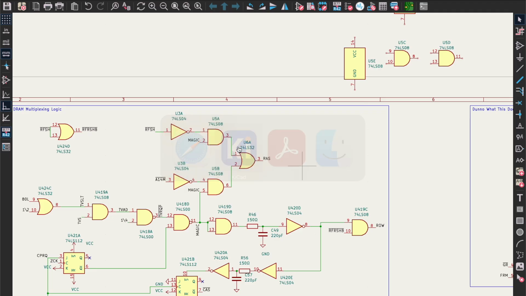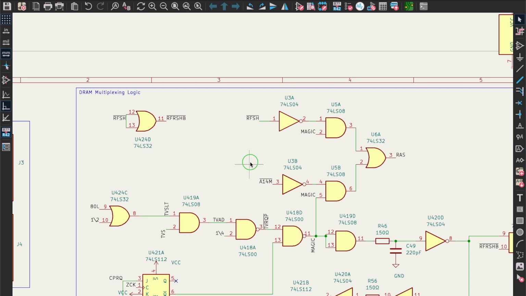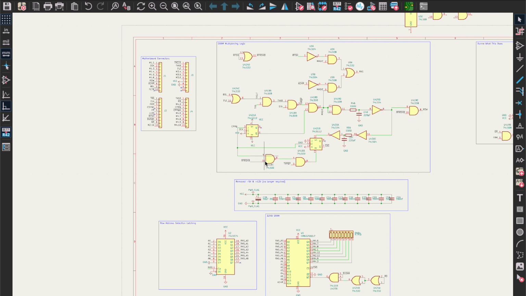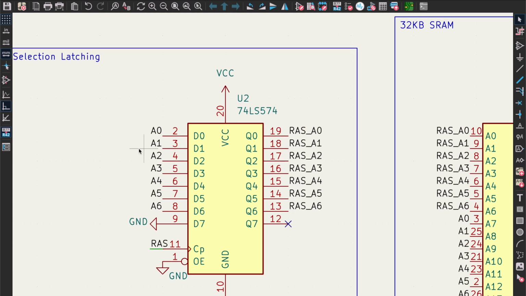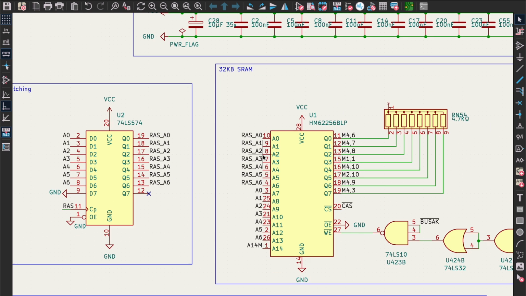Does that make sense? So I'll tidy this up, this is obviously a mess, but what we've done here is we've taken the original logic and reworked it, so instead of having two separate RAS signals, we've now just got the single RAS signal, which goes down here into the latch, so that we can latch the row address into the SRAM and present it at the same time as the CAS.